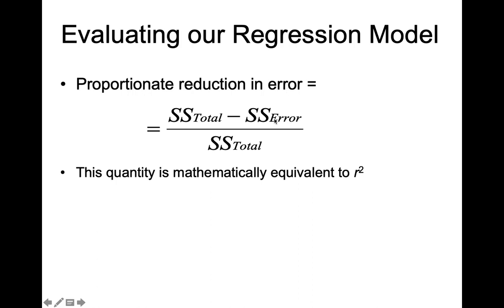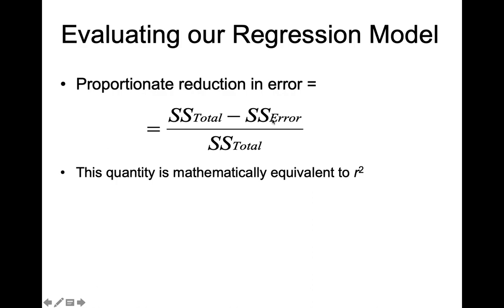What if our sums of squares error is exactly the same as using the mean? In other words, what if our regression model is the mean? Well, then sums of squares error is equal to sum of squares total. So sum of squares total minus sum of squares total is 0, and then we have an R squared of 0. So we have a 0 reduction in error if we just use the mean.